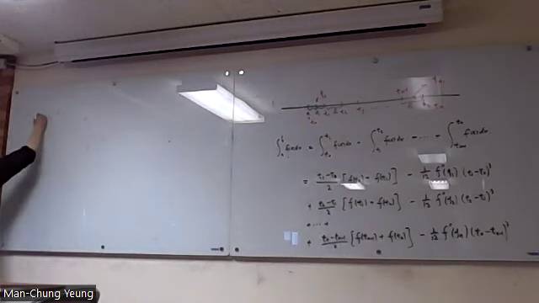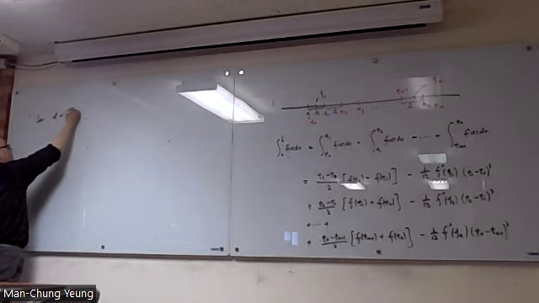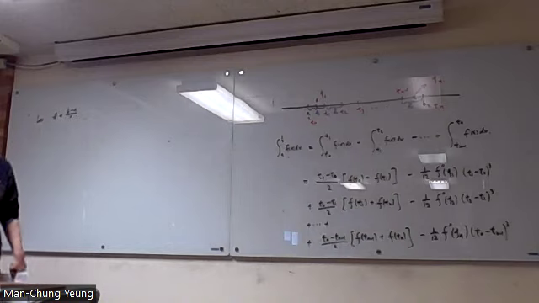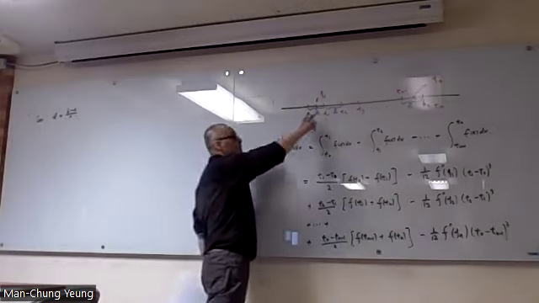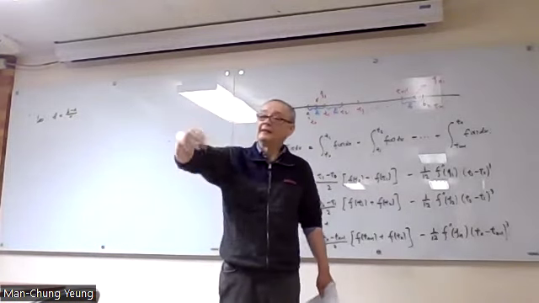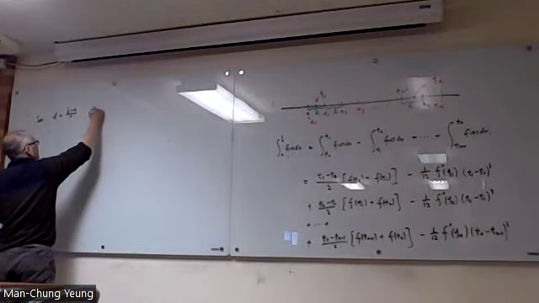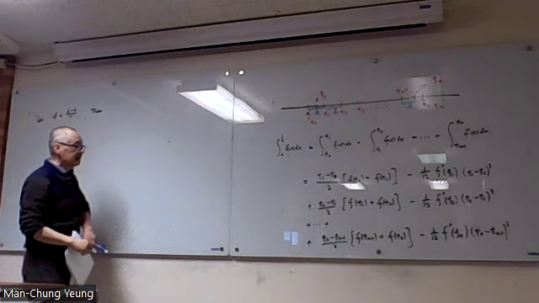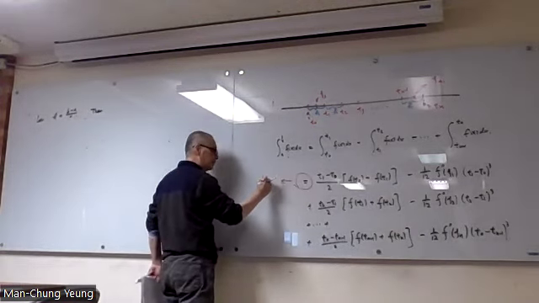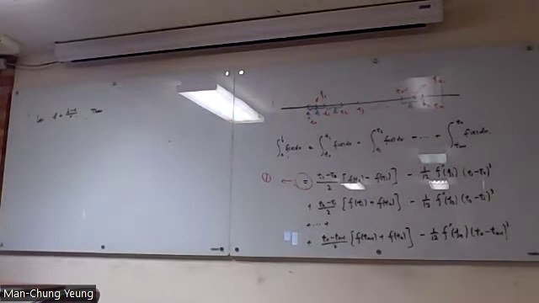Let H be (B minus A) divided by N. Then each subinterval has length H. Let me give a name to this equation: equation 1. Then equation 1 can be simplified.